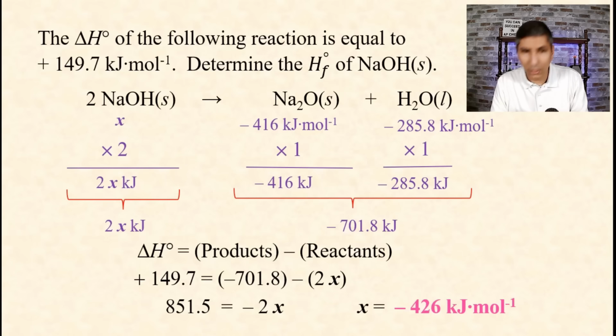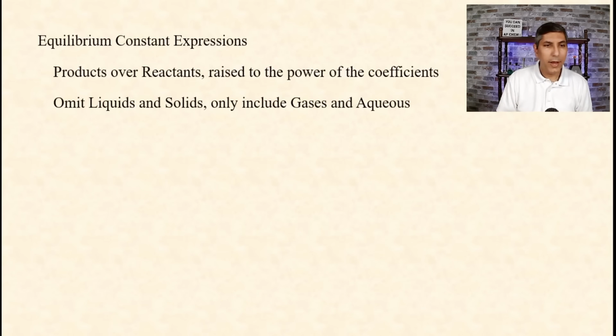Now, let's move right on to equilibrium, which is Unit 7. And the most fundamental idea here about equilibrium is being able to write an equilibrium constant expression. At some point, you're going to have to do this on the exam. And remember, it's products over reactants raised to the power of the coefficients. You only put in gases and aqueous solutions. Liquids and solids are omitted from the equilibrium constant expression.